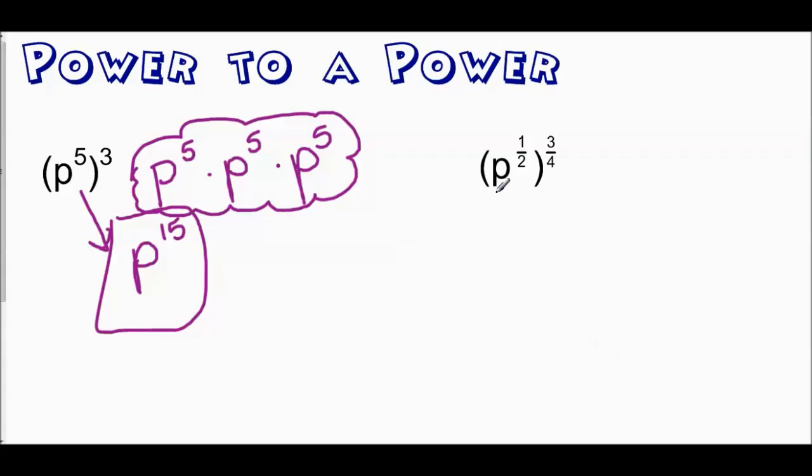So something like this, P to the 1/2 power to the 3/4 power, you are multiplying those exponents. And you'll remember from multiplying fractions that you just multiply straight across. So that would be P to the 1 times 3 on top, 2 times 4 on bottom, the 3/8 power. So simplified would be P to the 3/8 power.